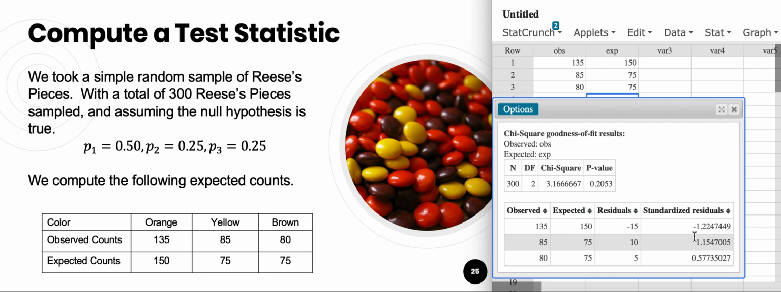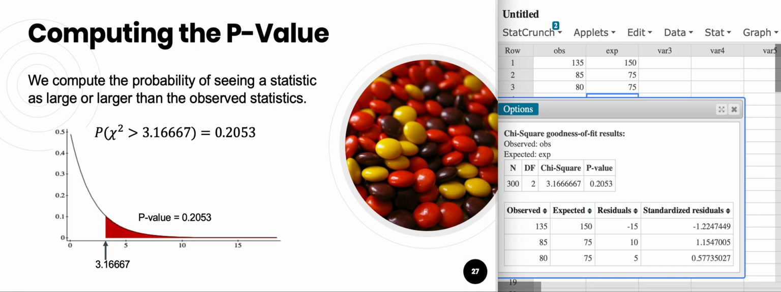If I were to square each of these values and then add the squared values together, that gives me my chi-square statistic. But here we see it gives us the chi-square statistic, 3.1666 repeating, and it gives us the p-value, 0.2053. So if I'm conducting a goodness of fit test, and I have the observed values and the expected values, StatCrunch will do the calculations and find the p-value for me.